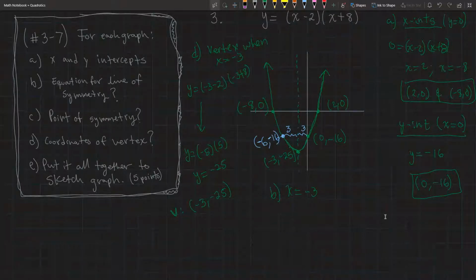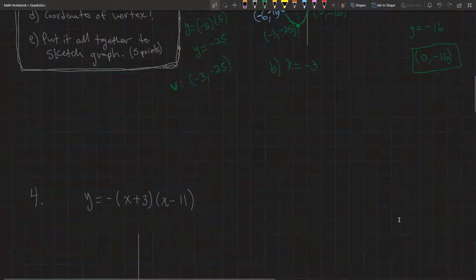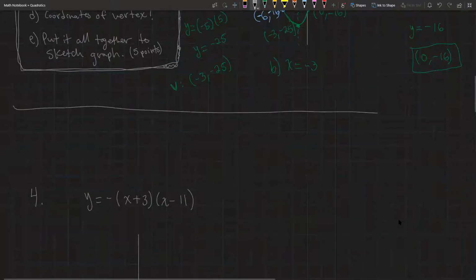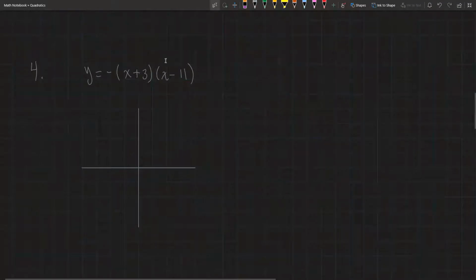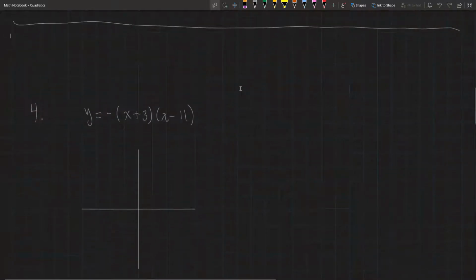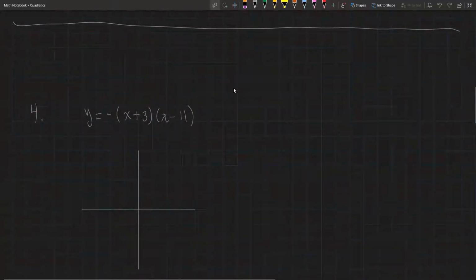Give you some time to check that, and let's move on to the next one. Moving on, we know that we have something times something, but be careful now, it's negative something times something. So that does matter. And we'll start to do some work here, actually. Yeah, let's start doing some work.